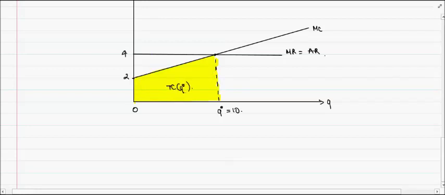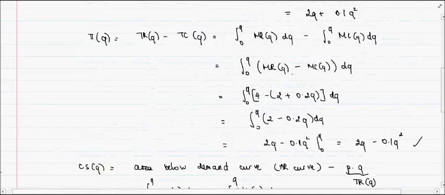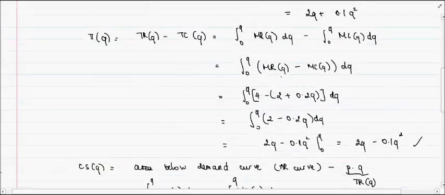So this is the total cost of Q star, which is the total cost of 10, and then the firm's profit and the consumer surplus. We know that the firm's profit is going to be the area between the area under the marginal revenue and the area under the marginal cost.